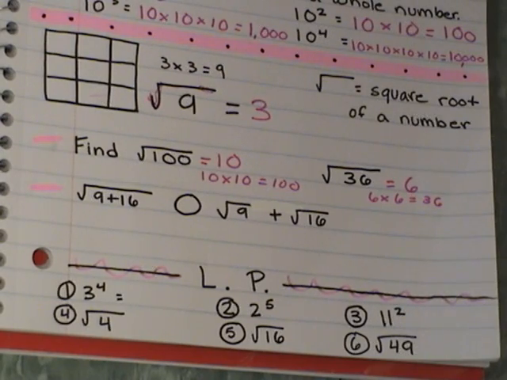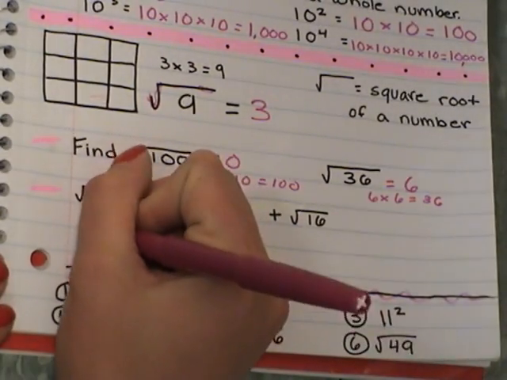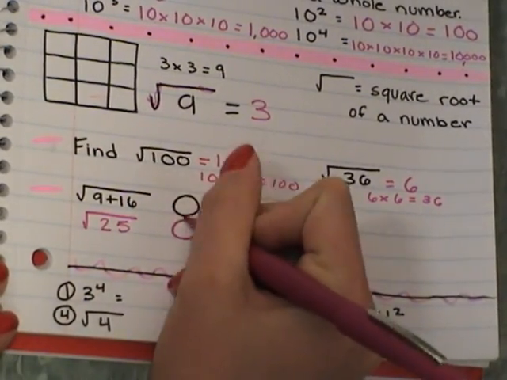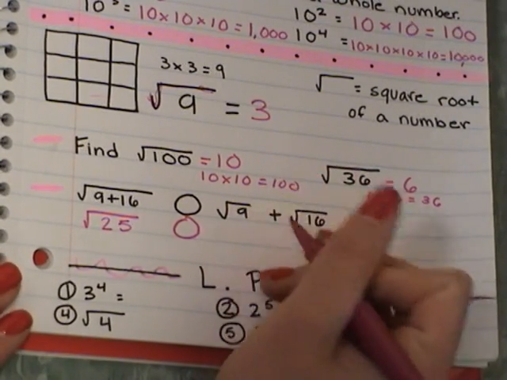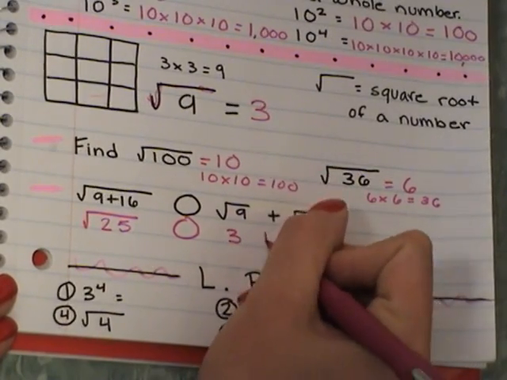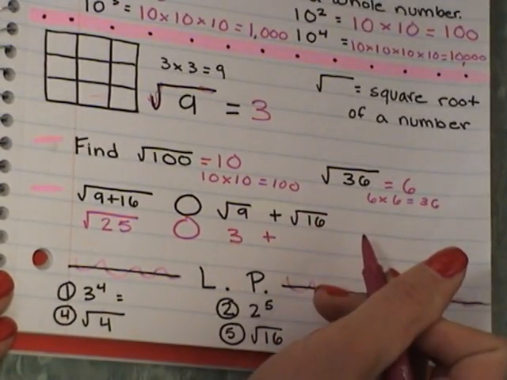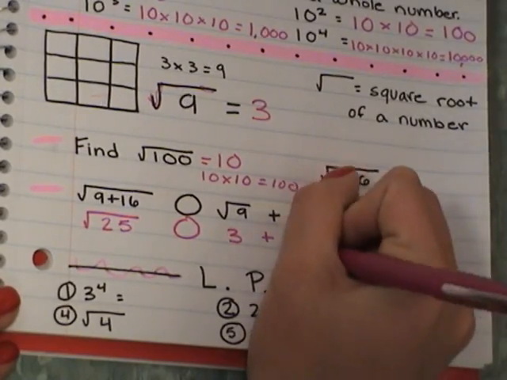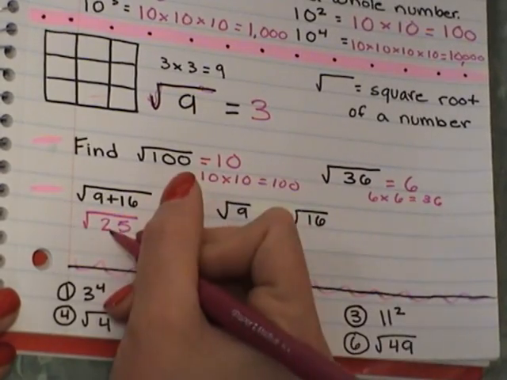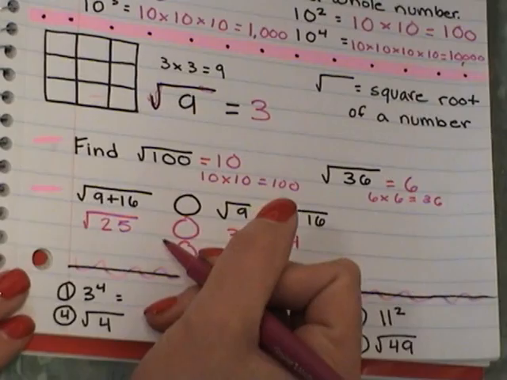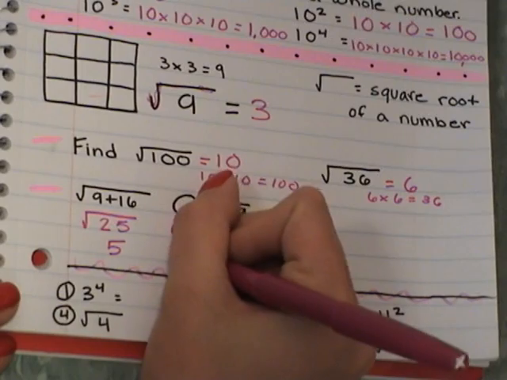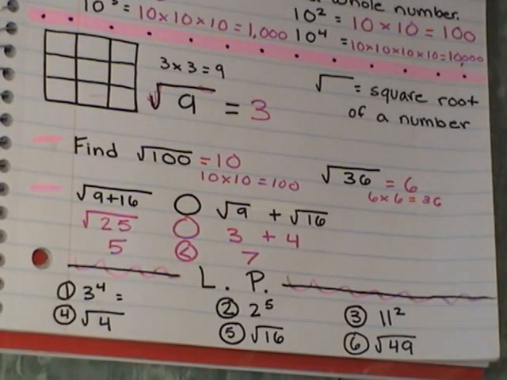Okay, so I'm going to do this first. 9 plus 16 is 25. The square root of 9, what number times what number gives you 9? That would be 3, plus what number times itself, the same number, equals 16, which is 4. 4 plus 3 is going to give you 7. The square root of 25, what number times what number, the same number, is going to give you 25? 5. So I'm going to say that 7 is greater than 5.